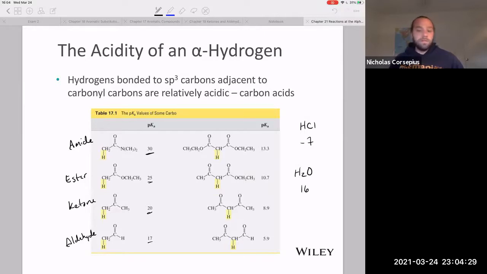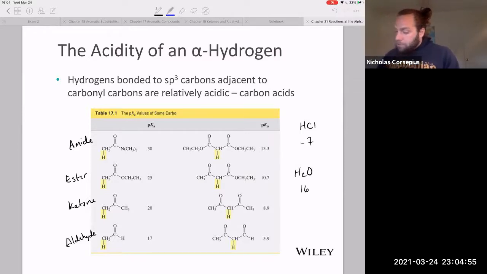Okay, so in all of these, you're going to need a strong base. Obviously, if you have an amide, you're going to need an even stronger base than if you have an aldehyde. So first of all, notice these trends with respect to the different carboxylic acid derivatives that we talked about, the amide and the ester, as well as the ketone and the aldehyde. The aldehyde is the most acidic alpha hydrogen, the amide the least.